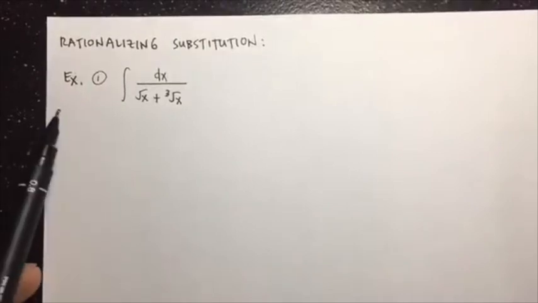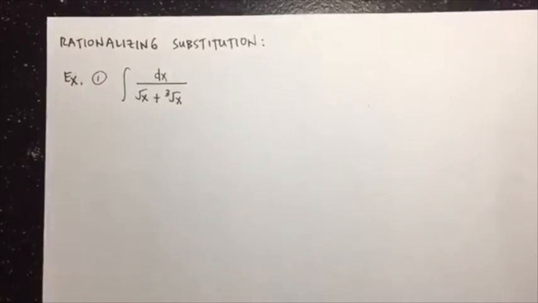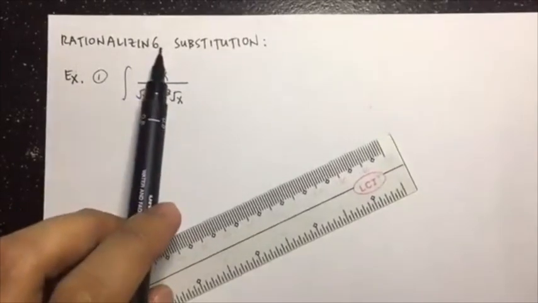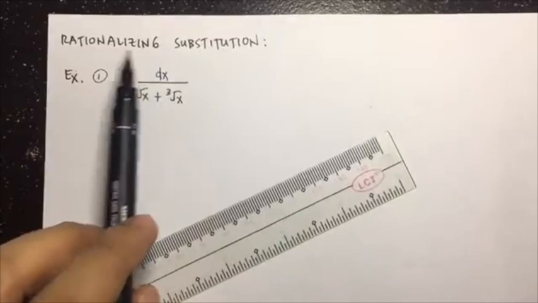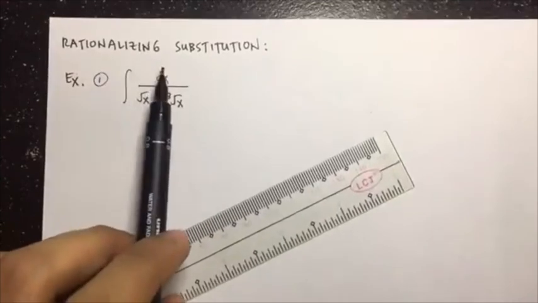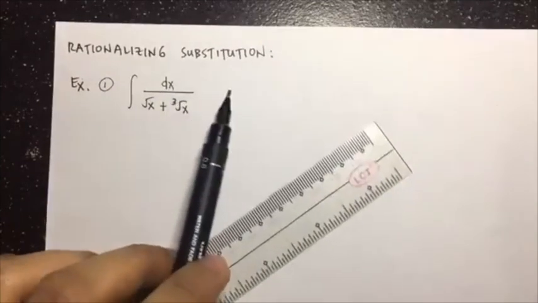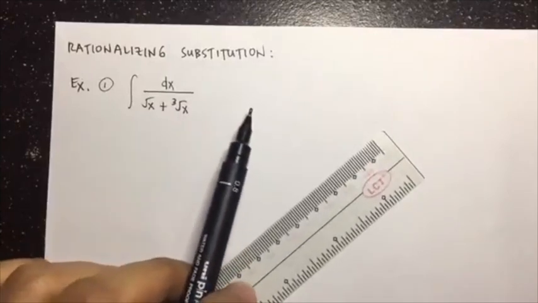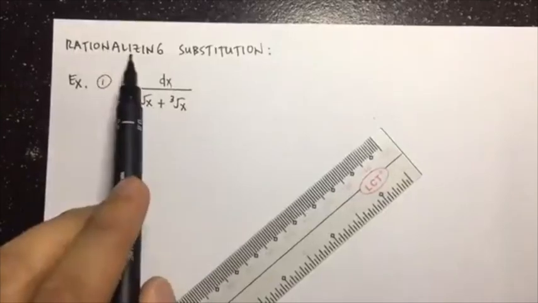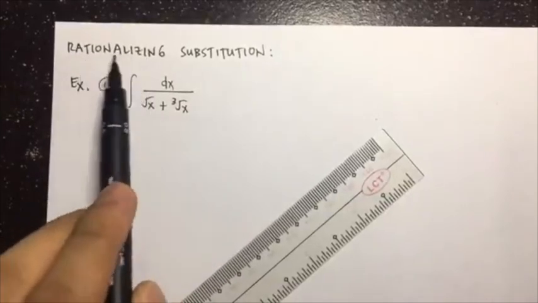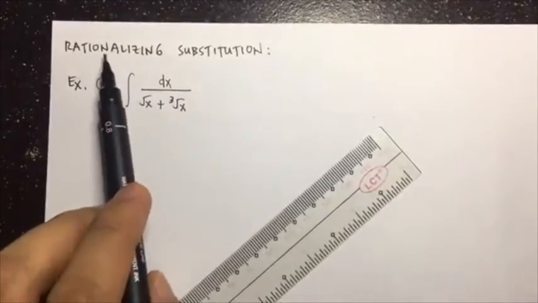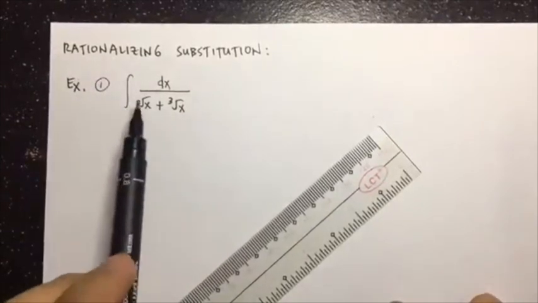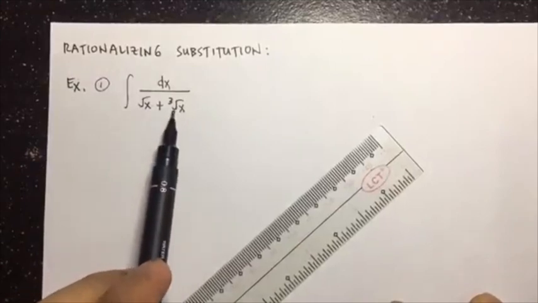For this video, we will be discussing rationalizing substitution. Rationalizing substitution is like algebraic substitution. It's basically just algebraic substitution, but it is quite special because in this type of substitution, we are going to rationalize the integrand. When we say rationalizing the integrand, we will get rid of the radicals.